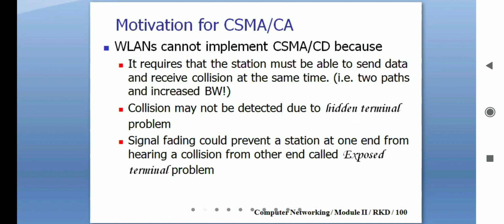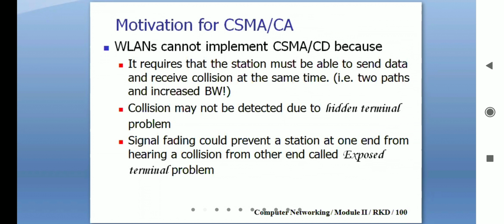Wireless devices are very small, they have limited bandwidth, and if a collision occurs, they cannot transmit the data as well as the collision signal at the same time. If you could do it, it would require a huge amount of bandwidth, which is practically not possible. That is one reason. The second reason is that a collision may not be detected due to the hidden terminal problem.